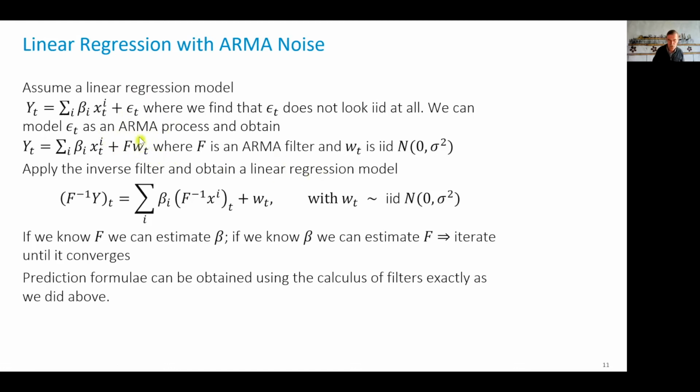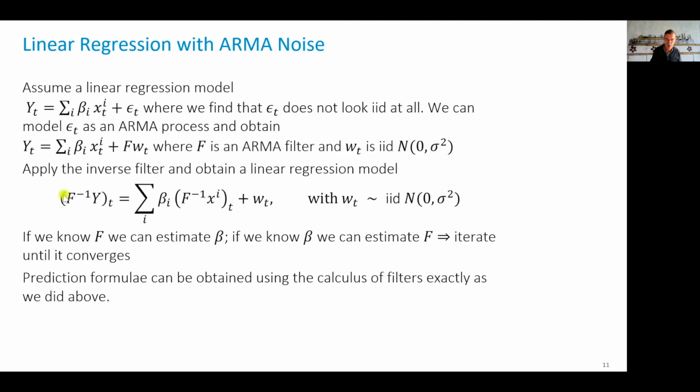Now, the question becomes, how do you fit the beta and the F? And very often you get into the world of non-convex optimization. So one method that is the method of choice today is to use the observation that if I know the filter F, I know how to estimate beta. Right? If I know the filter F, by applying the inverse filter, I have a standard linear regression model. So I can apply linear regression to estimate beta.